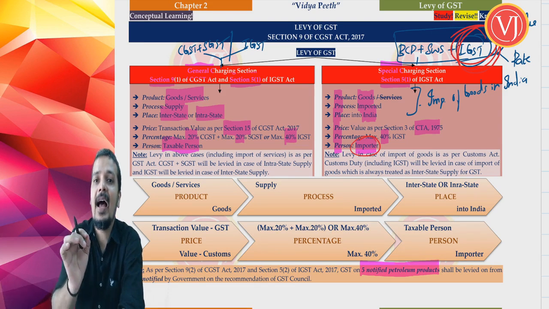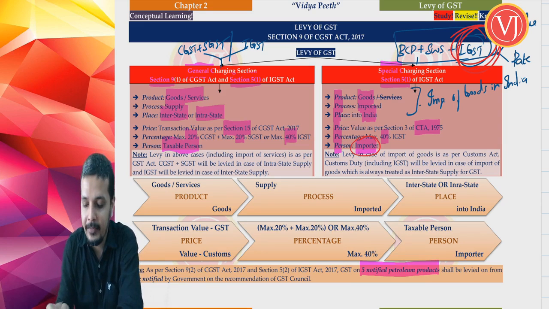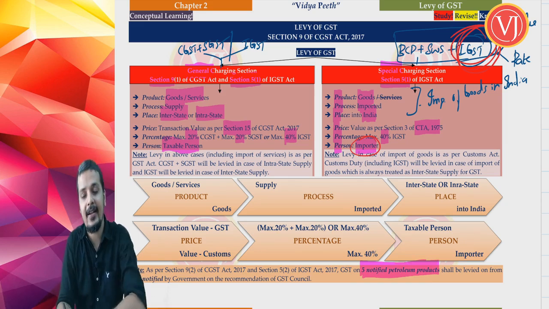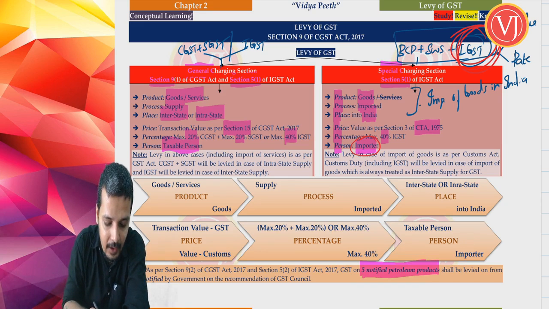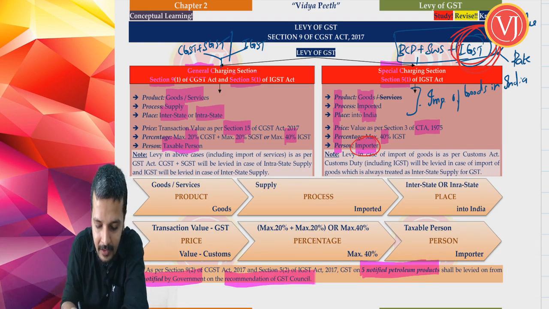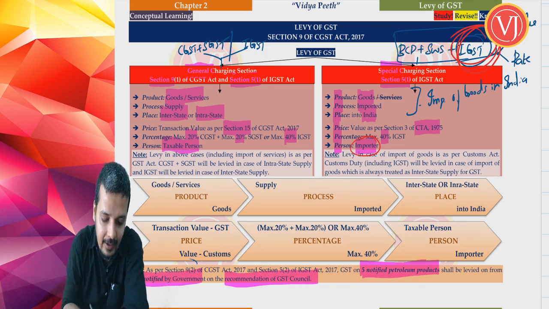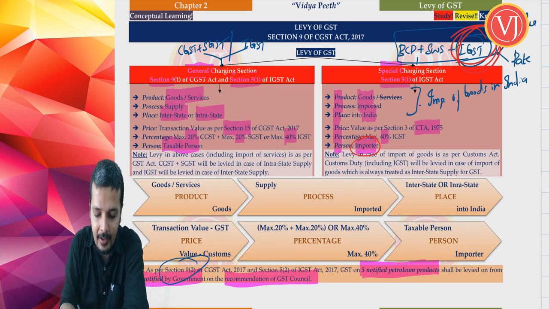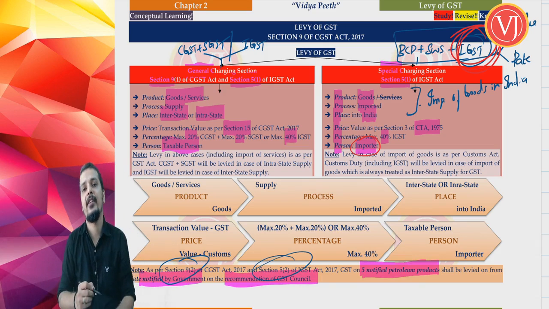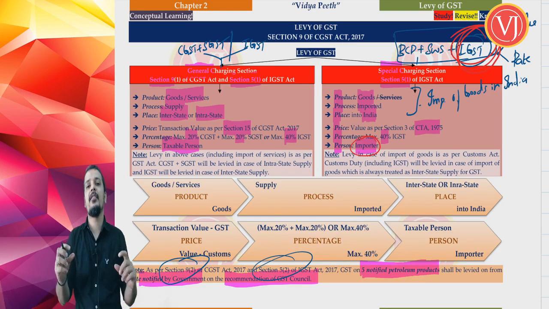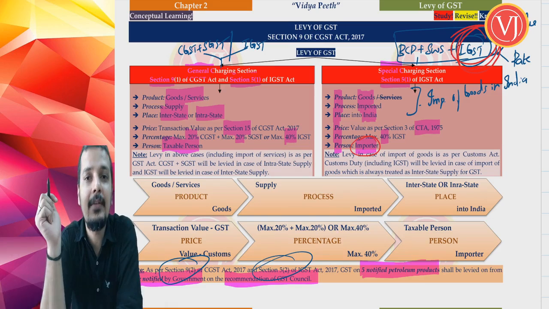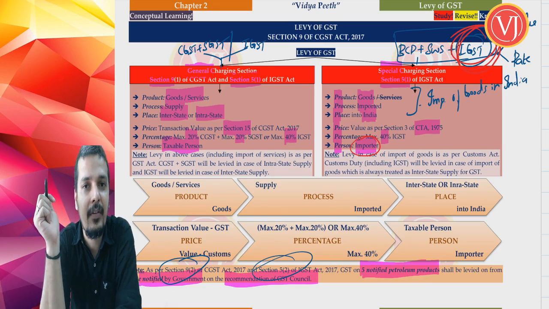As of today they have central excise duty plus state VAT, but these 5 items can come inside GST at any point of time once they are notified by the government on the recommendation of the GST Council. So that is discussed in section 9(2) of the CGST Act, read along with section 5(2) of the IGST Act. The basic charging section we discussed in section 9(1) of the CGST Act, read along with section 5(1) of the IGST Act.